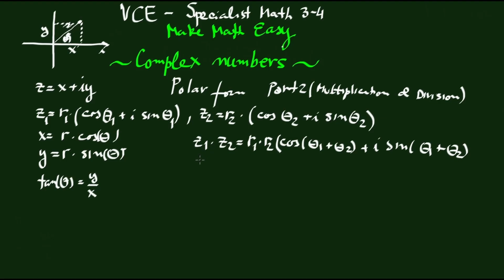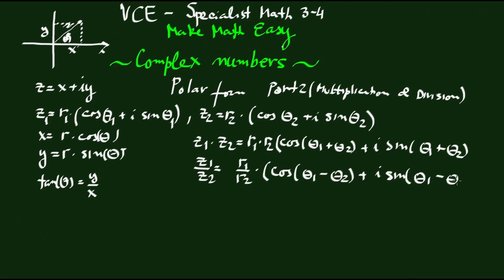Your division is similar. You divide the modulo and you subtract the angles. Cosine of theta 1 minus theta 2 plus I sine of theta 1 minus theta 2. That's very simple. What does that look like?